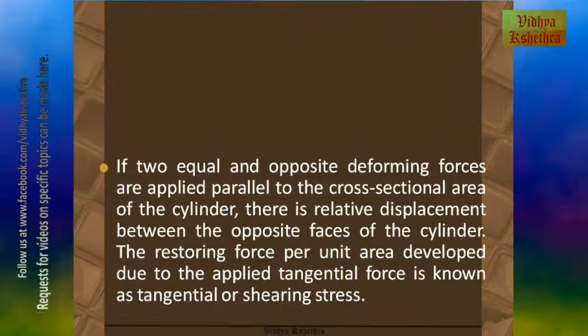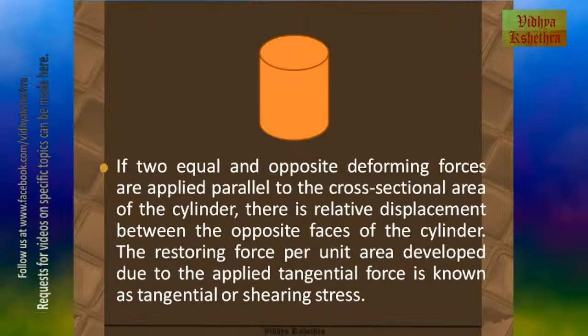If two equal and opposite deforming forces are applied parallel to the cross-sectional area of the cylinder, there is relative displacement between the opposite faces of the cylinder. The restoring force per unit area developed due to the applied tangential force is known as tangential or shearing stress. Here, as you can see, the cylinder is displaced by an angle.